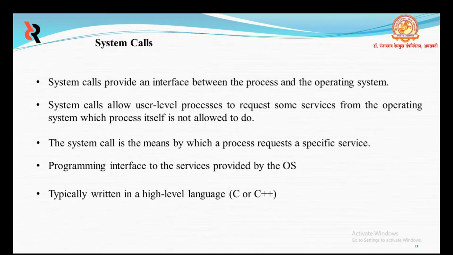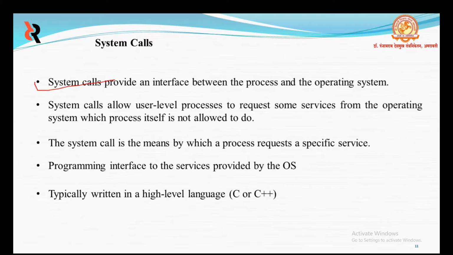A computer program makes a system call when it makes a request for service to the operating system's kernel. A system call provides the services of the operating system to the user program via an Application Program Interface (API). It provides an interface between a process and the operating system to allow user level processes to request services from the operating system. System calls are the only entry points into the kernel system.